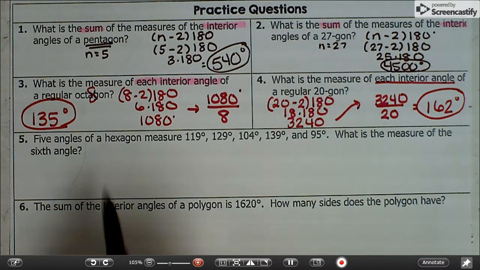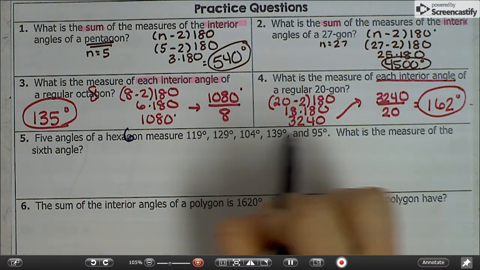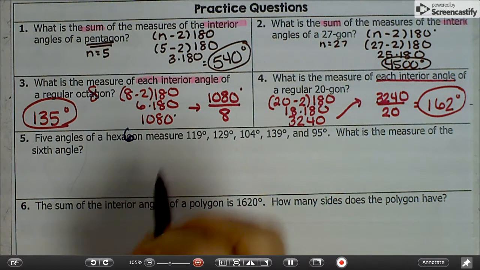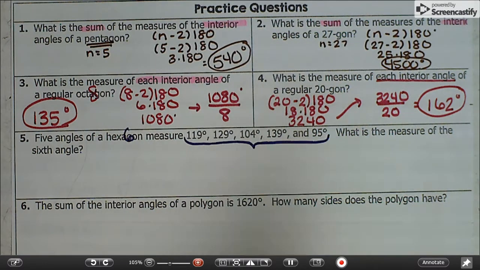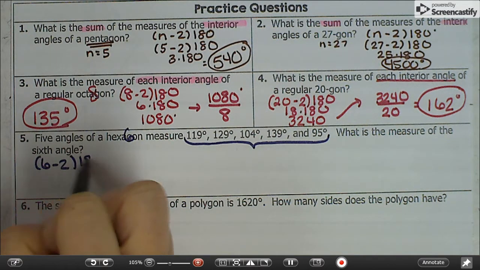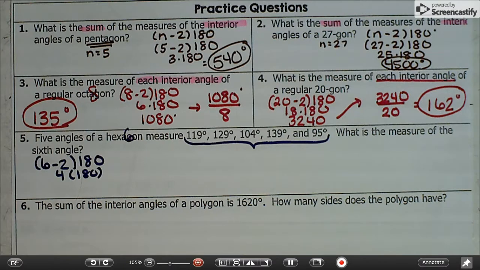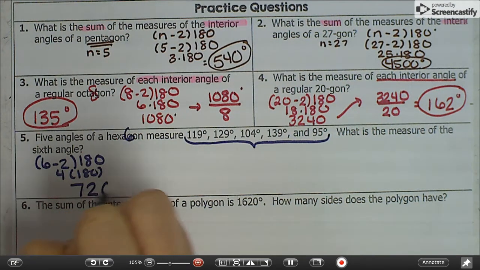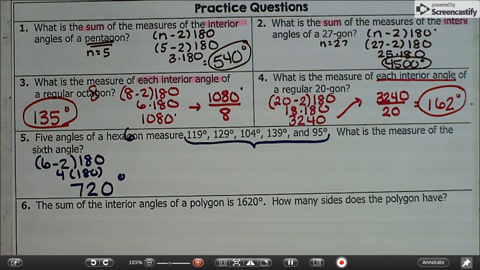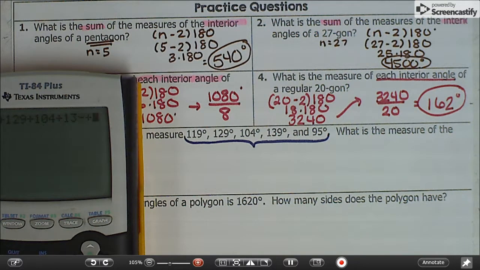It says 5 angles of a hexagon, hexagon is 6 sides, measure 119, 129, and so on. What is the measure of the 6th angle? So we have 5 of them. We need the last one. Well, first we need to know how many degrees a hexagon actually has. So we're going to do 6 minus 2 times 180. This is the formula for the sum of the interior angles. So a hexagon has 720 degrees.